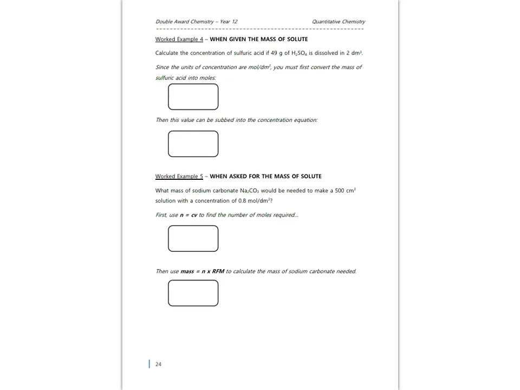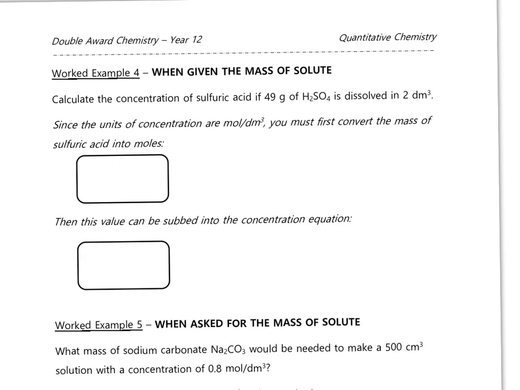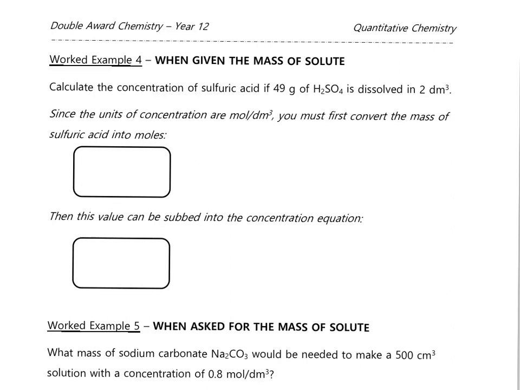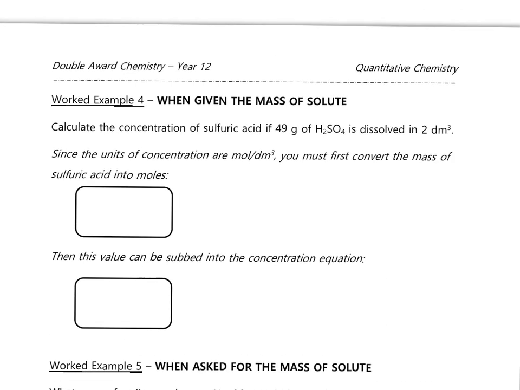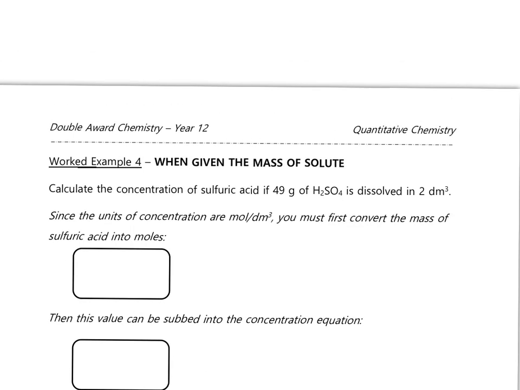Over then to worked example 4. Now worked example 4 is a little bit different, so I'll ask you to focus carefully on this one. You may be given, instead of the number of moles in a particular volume, a mass. But you know that the units of concentration are moles per decimeter cube, so I've got to work out the number of moles per decimeter cube. The linking factor with these will always be the number of moles, and that will make sense as you're doing these calculations. But if I've been given a mass of solute, I've got to convert that to moles first.